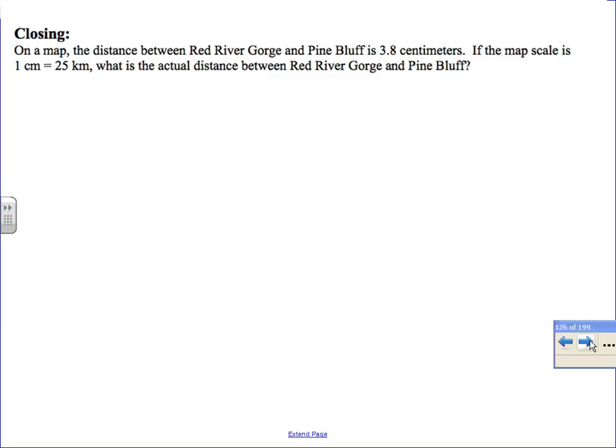Okay, so we have map and we have actual. How do we set this up? Alyssa, what do we do? Okay. Good job. So there's two ways to do this. You know all the centimeters are going to have to go on the top. All the kilometers have to go on the bottom. You also know the map's distance is on the top. The actual is on the bottom.